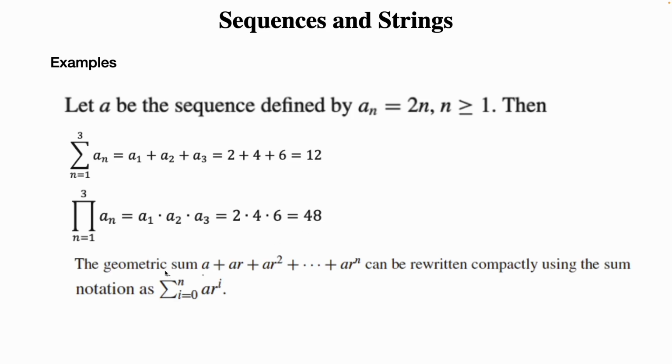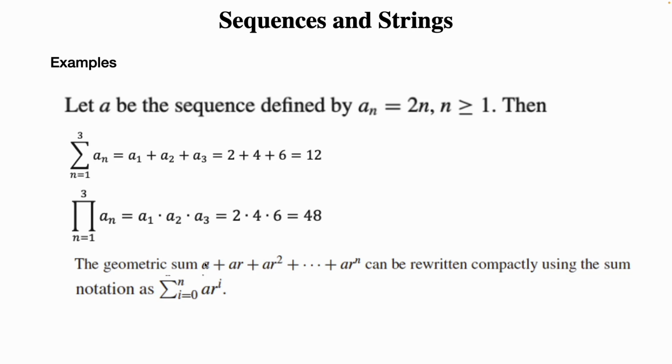The geometric sum is just a summation of a plus ar plus ar squared. The next one would be ar cubed, ar fourth, up to ar to the n. A is a fixed value, r is a fixed value. And notice they call it geometric sum because every term is the previous term multiplied by r.